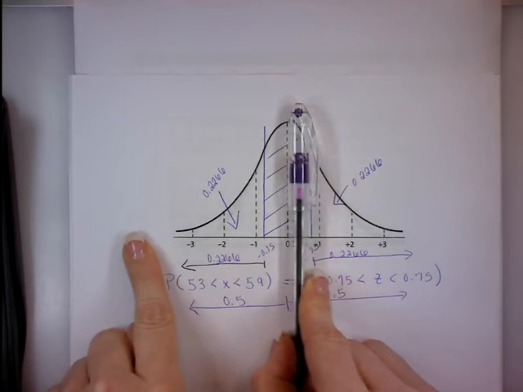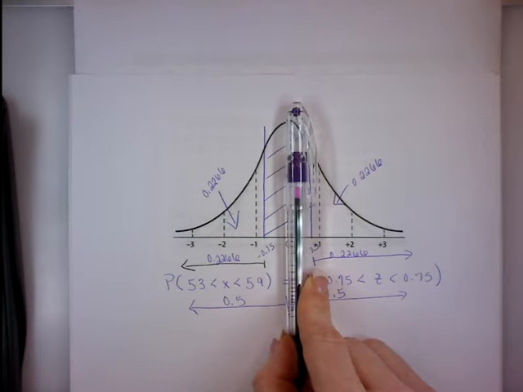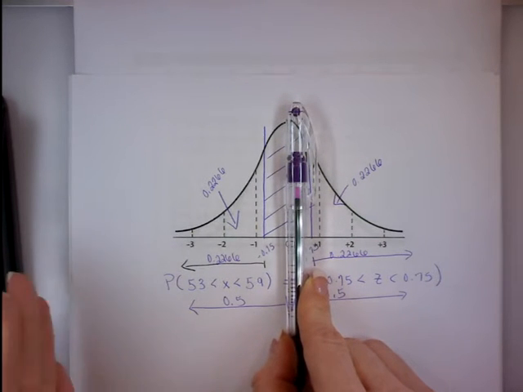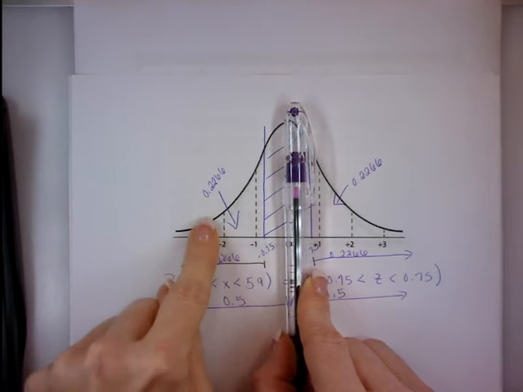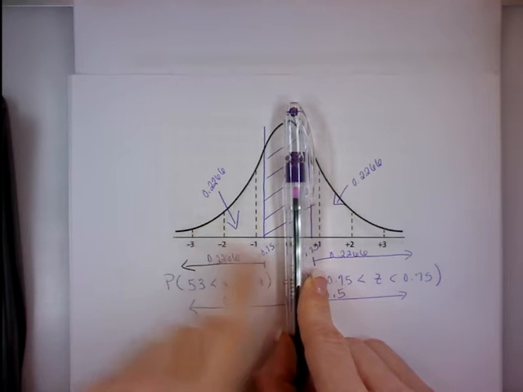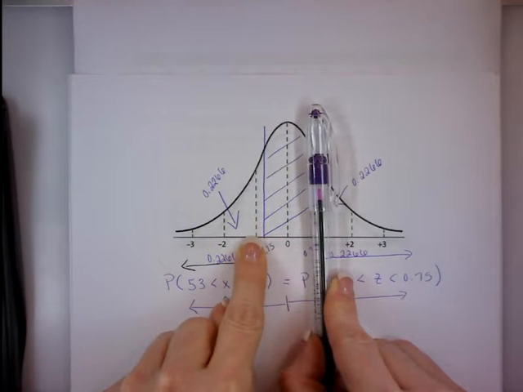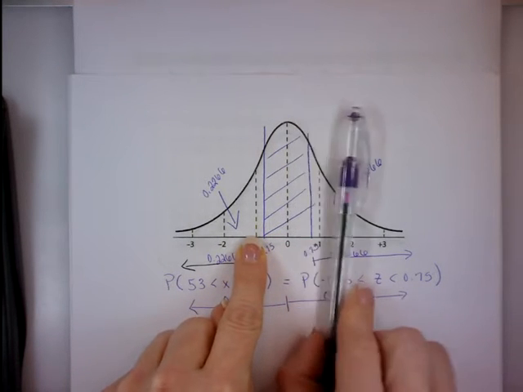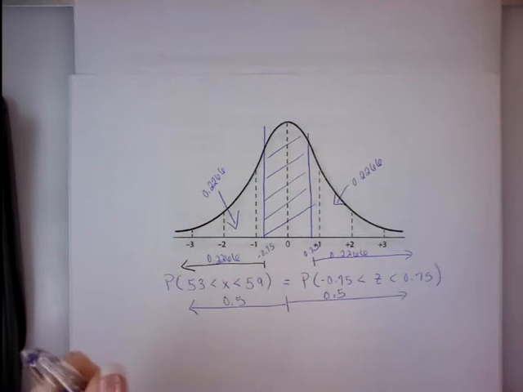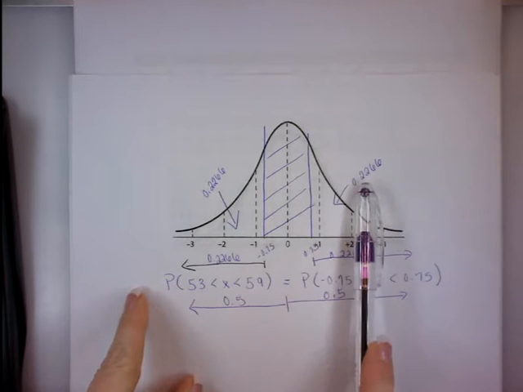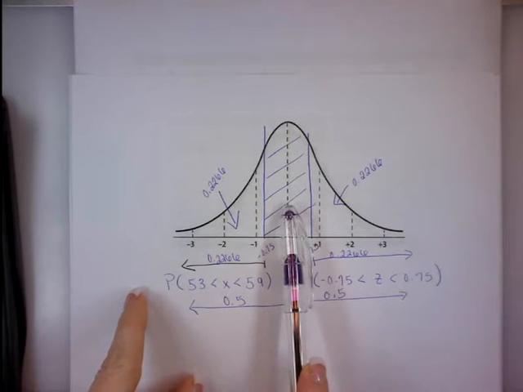So again, we could work with just the left side. The total area below 0 is 0.5. Take away this area, subtract, and it leaves you with this area. Double it, and you have the area that you're looking for. Or you could say the total area under the curve is 1. Take away this area and this area, and that leaves you with this shaded area.